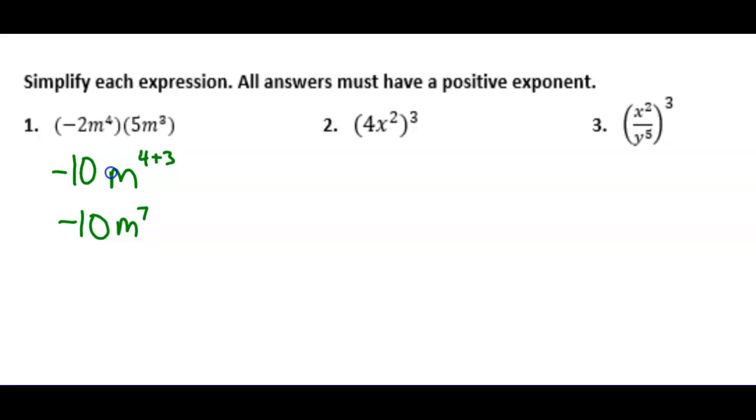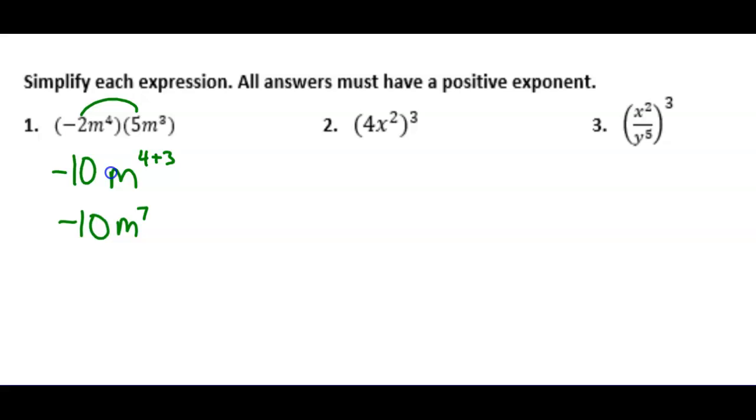I have to take care of my coefficients. Anything that's multiplied, we know how to multiply negative 2 times 5. That doesn't change just because it's got an exponent on it. The negative 2 and the 5 are separate from the m. They are separate from the m. You deal with them differently. Okay?